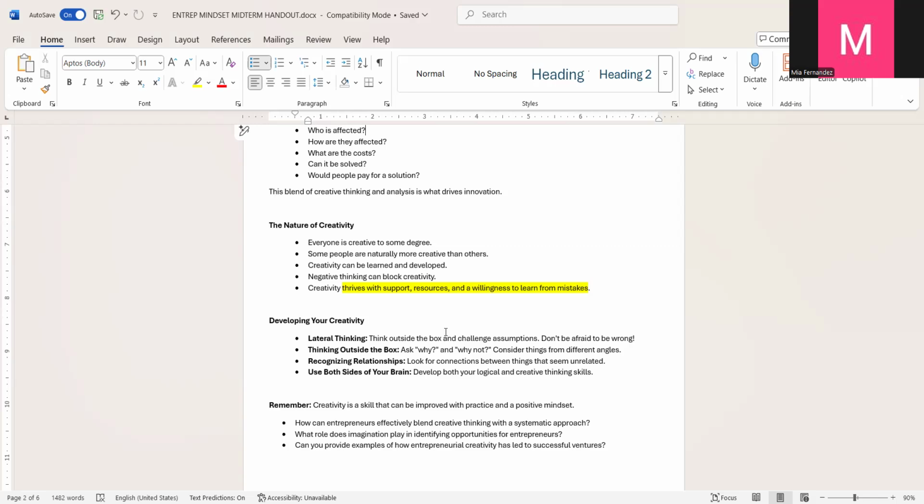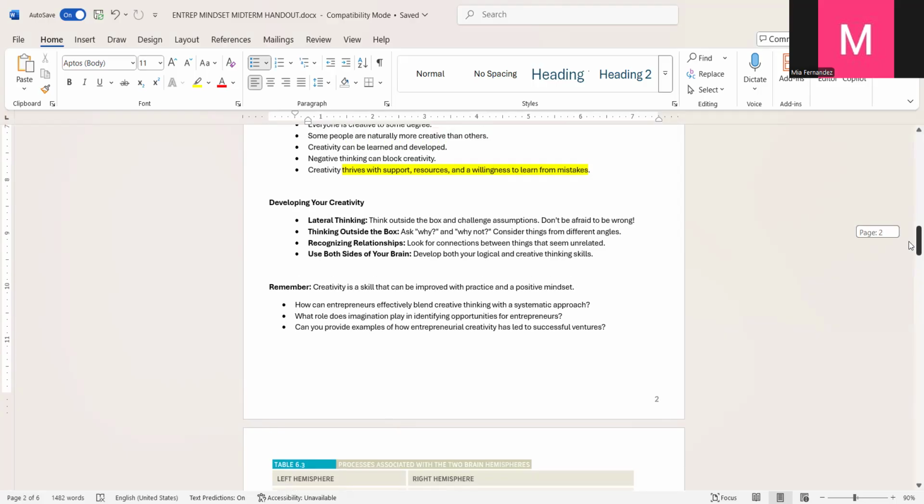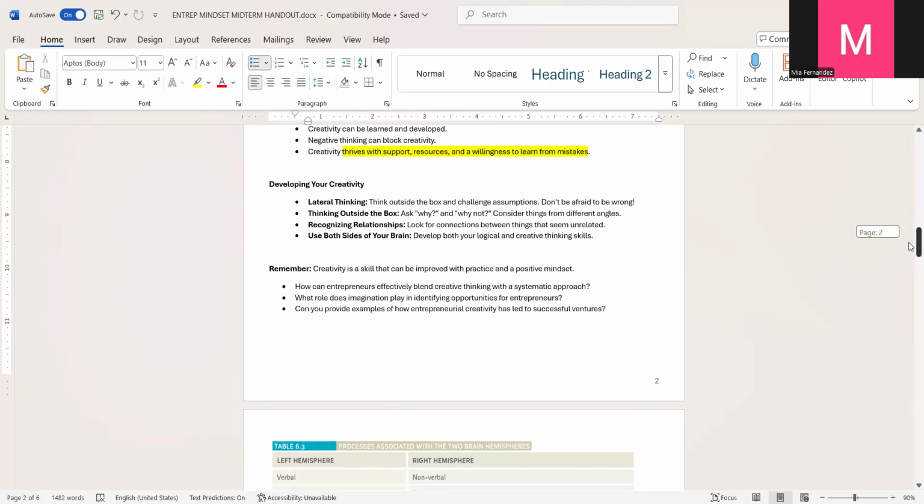Then developing your creativity, you need to also have lateral thinking. You have to think outside the box. Don't be afraid to be wrong. Okay. You need to ask why and why not, and find some connections that may seem unrelated, and use both sides of your brain, left and right brain. Creativity is a skill that can be improved with practice and positive mindset. How can entrepreneurs effectively blend?